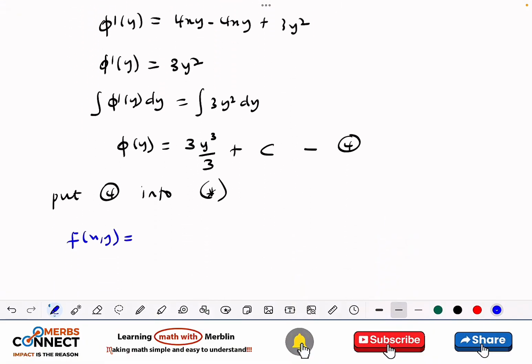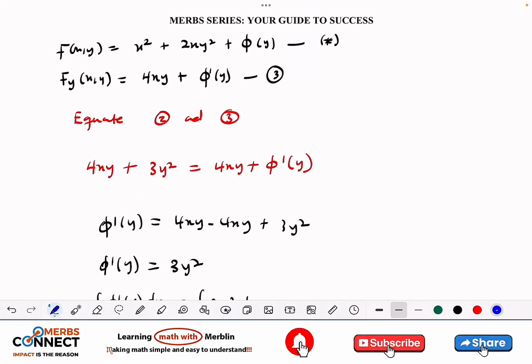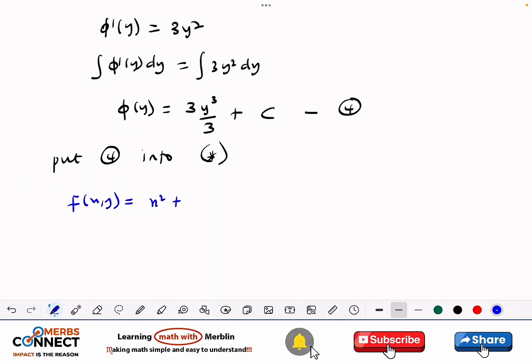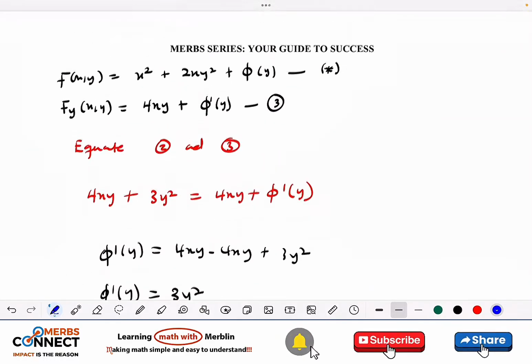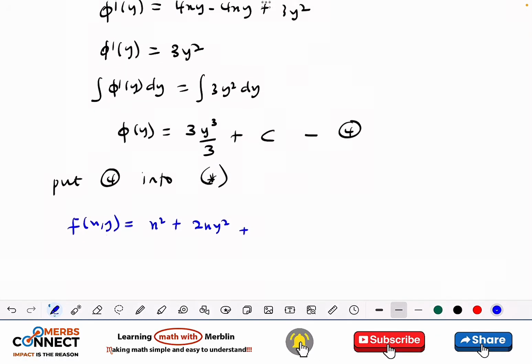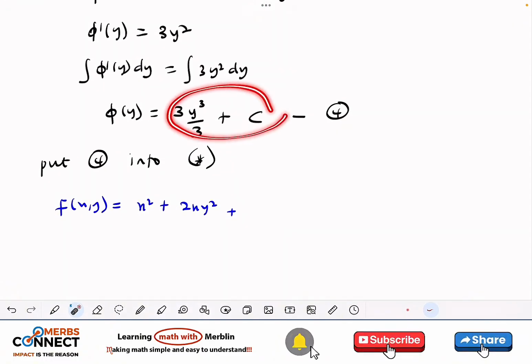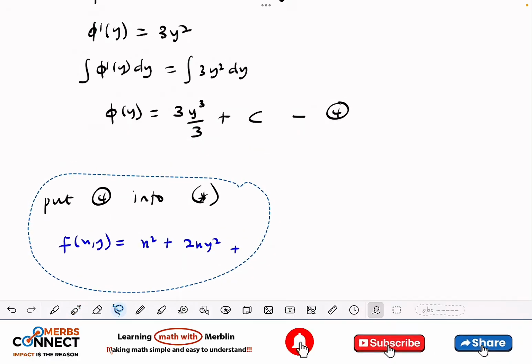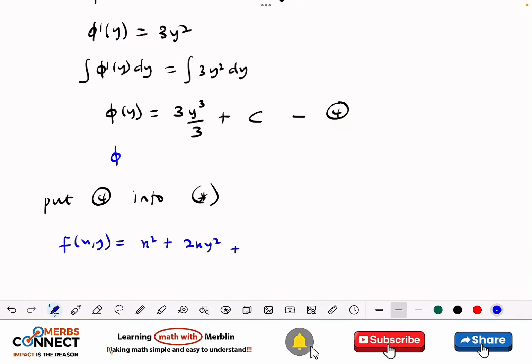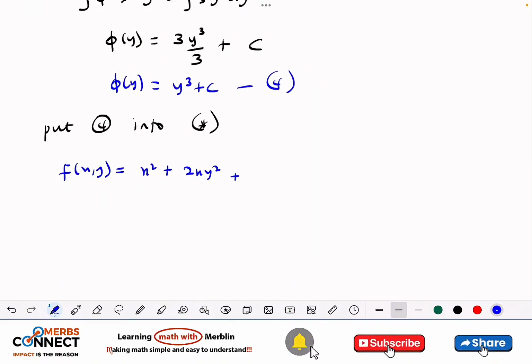And we are going to have big F of x, y equal to x squared plus 2xy squared plus phi of y, but phi of y is equal to this. Oh, I should have simplified this. So phi of y is equal to y cubed plus c. So let me now call this equation 4. So this is y cubed plus c.